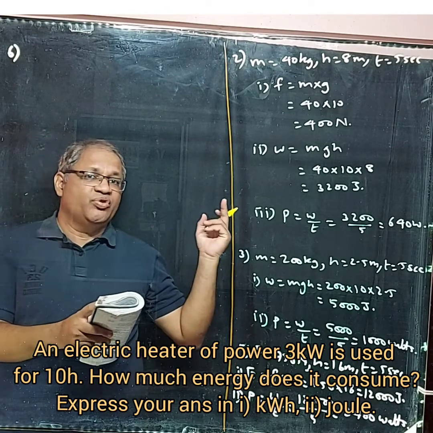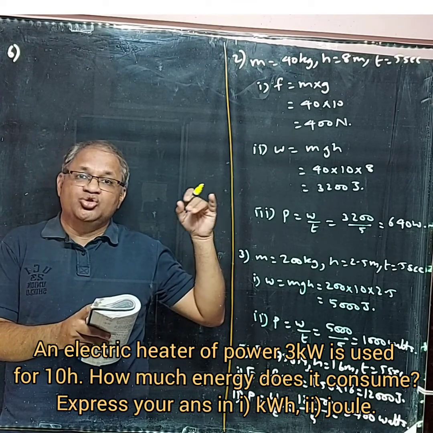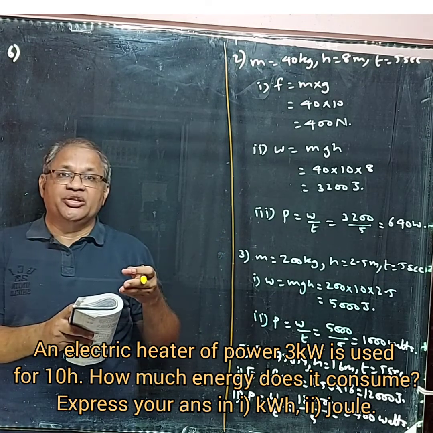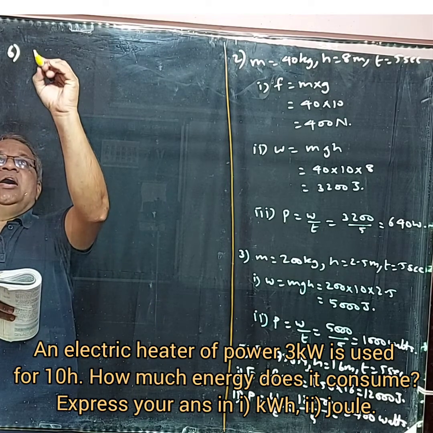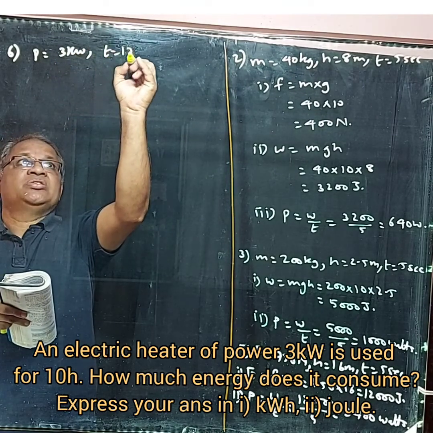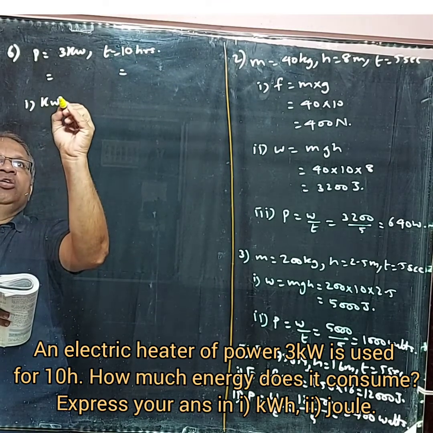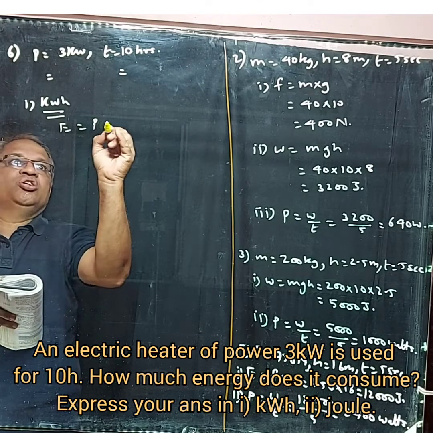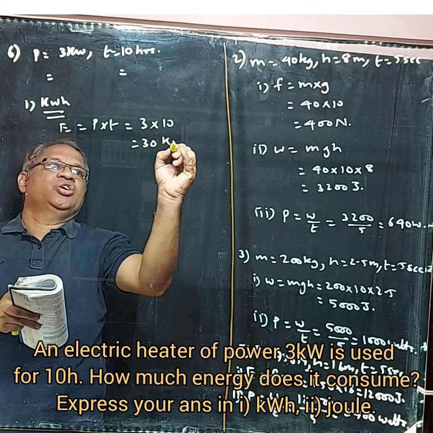So kilowatt hour, I just gave you the conversion over there. Kilowatt hour means the time has to be in hours and the unit of power has to be in kilowatt. It's already given in kilowatt, so you don't have to convert it. Power is 3 kilowatt and time is 10 hour. For the first part they want energy. Energy is equal to power into time. So power is 3 kilowatt, time is 10. That is 30 kilowatt hour.